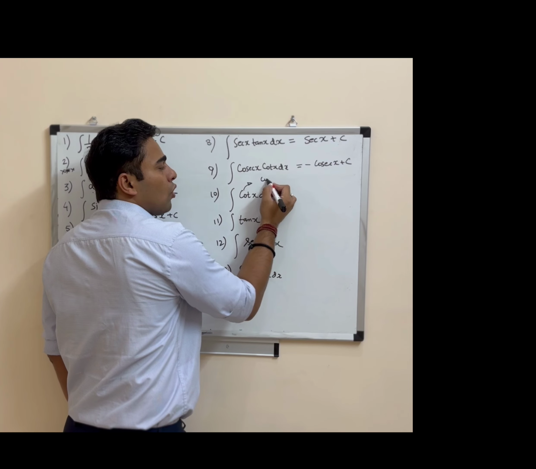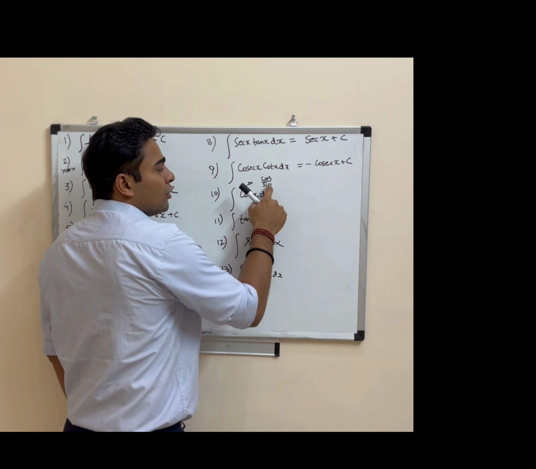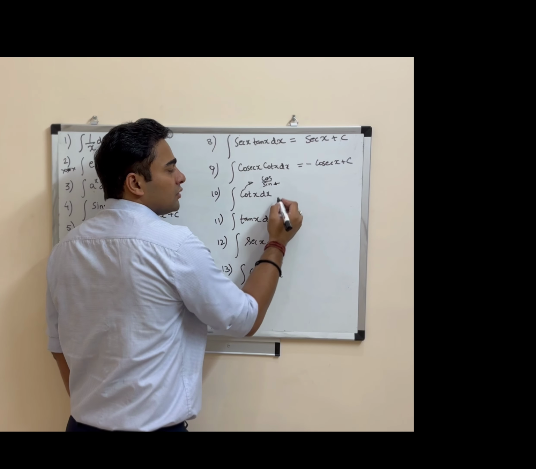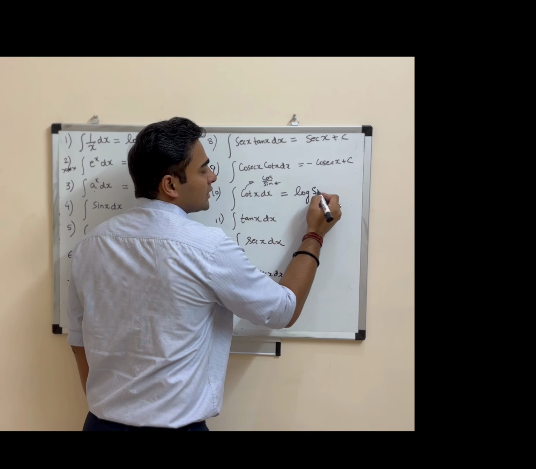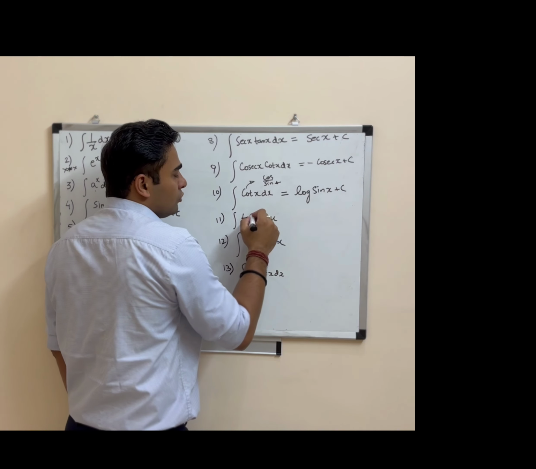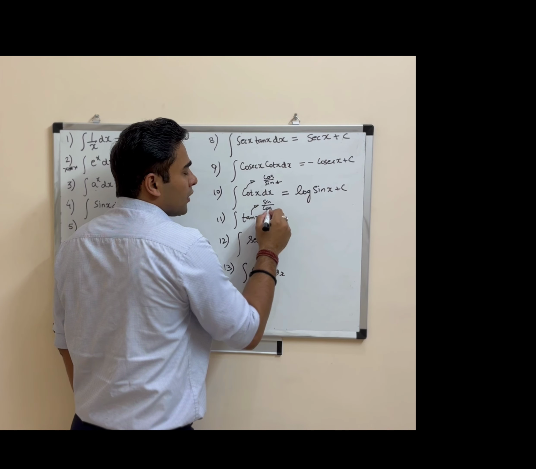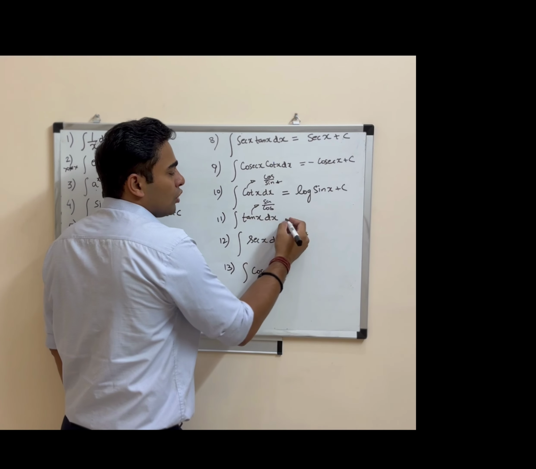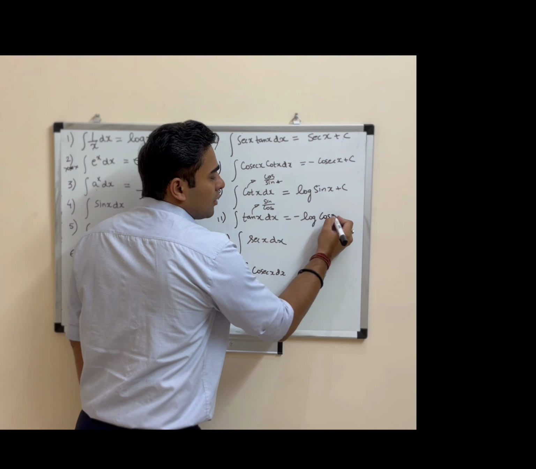You know that cot is cos upon sine. So in the denominator, whatever it is, you will write it here. This is cos upon sine, so you will get log sin x plus c. Now you will come to tan x. You will see that tan x is nothing but sine upon cos, so here you will get minus log cos x plus c.